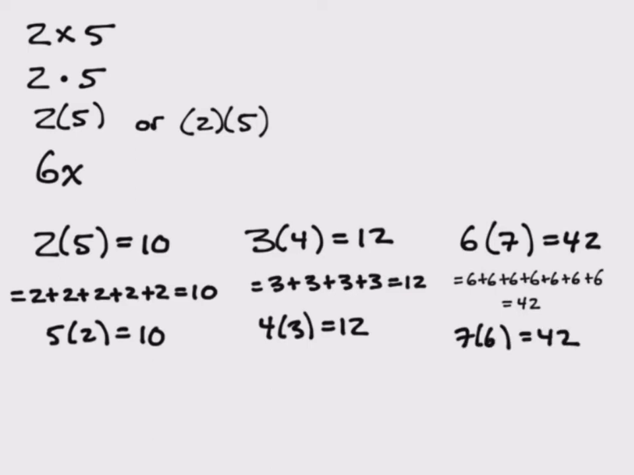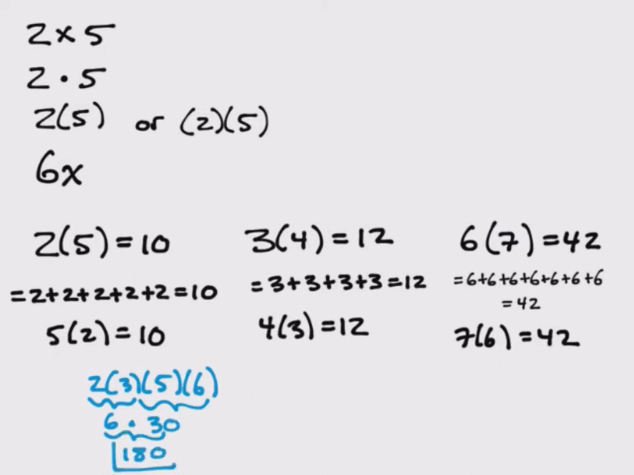Now note, right now we're working with only positive numbers, but this is going to be true for every real number. What this also means is that whenever you multiply any amount of numbers together, you may rearrange them in whatever order you would like. For instance, 2 times 3 times 5 times 6. If I were to do this, I'd multiply the first two together and the second two together, and I'd end up with 6 times 30, and 6 times 30 is 180.